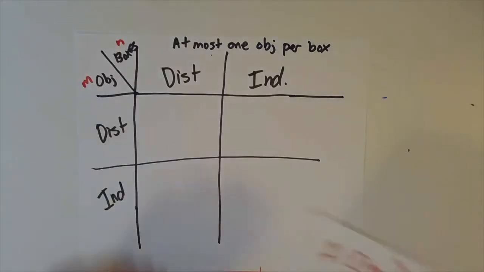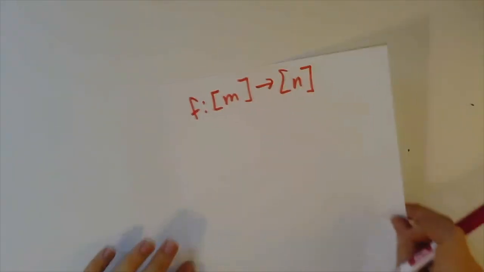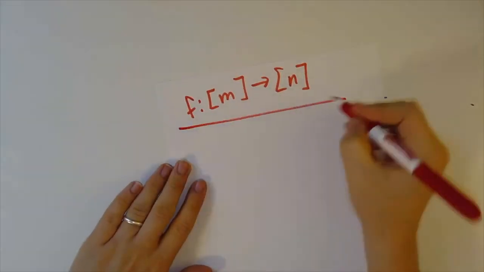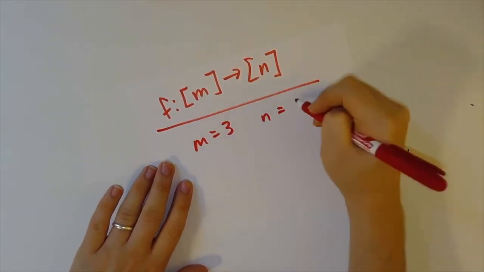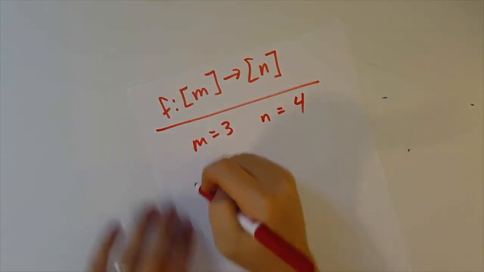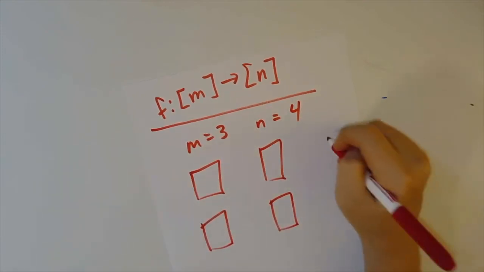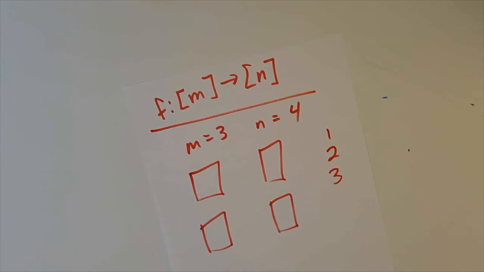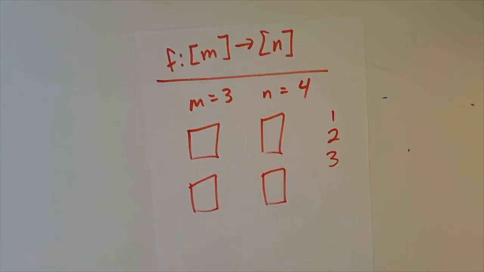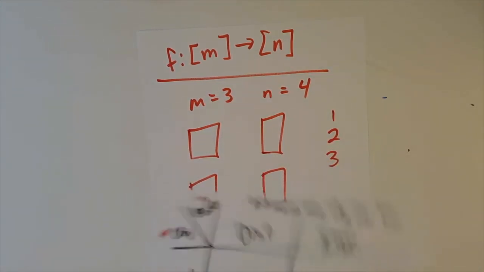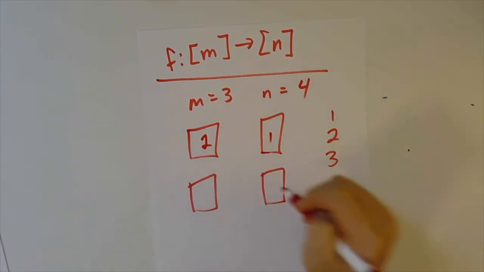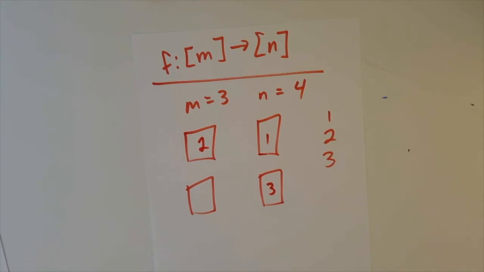So if, let's say, m is 3, n is 4, I've got my 4 boxes, and I want to put my numbers 1, 2, 3 in these boxes, but I'm not allowed to put more than one number in a box, because that was our restriction for this page, is we're talking about at most one object per box. So I'll go ahead and say, okay, I'll put 1 here, 2 here, and 3 down there. And that provides the illusion of choice, because it looks like I did something.